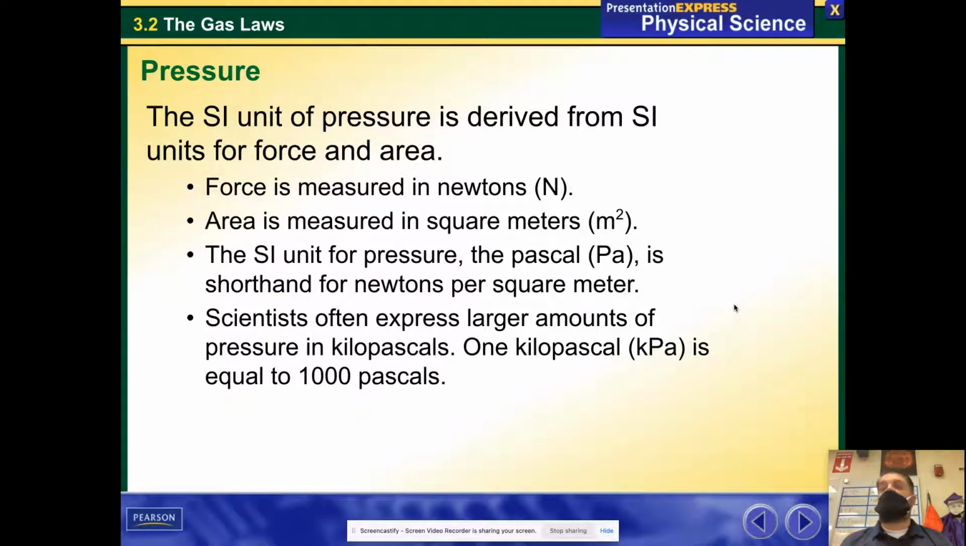So the SI unit of pressure is derived from the SI units of force and area. Force is measured in newtons. Area is measured in meters squared. The SI unit for pressure is the pascal, and Pa is shorthand for newtons per square meter. So it's N over m squared. Scientists often express larger amounts of pressure in kilopascals, or lowercase k, capital Pa, which is equal to 1,000 pascals.